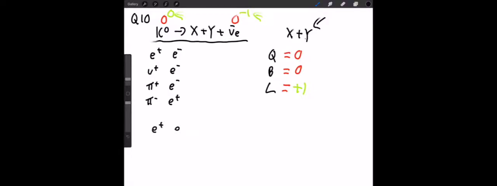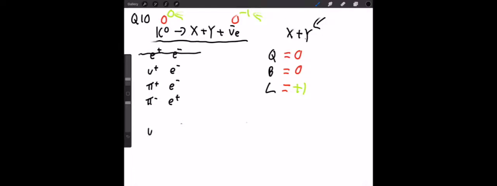We'll look at the positron and the electron. So the charge of these two would be +1 -1, which equals 0. We want a charge of 0, so that works. The lepton number of them would be -1 and +1, so that gives me 0. That doesn't work because I need a lepton number of +1. So go to eliminate that one straight away. Let's move on to the next one.